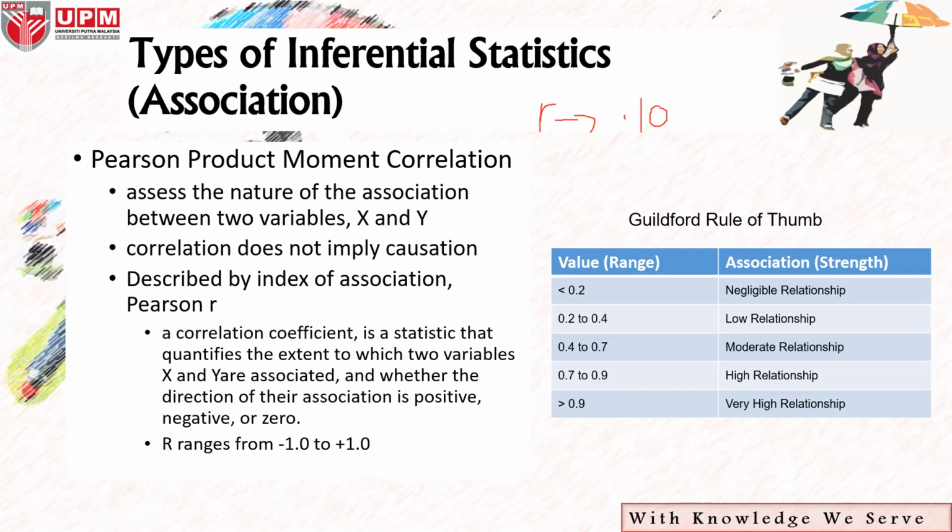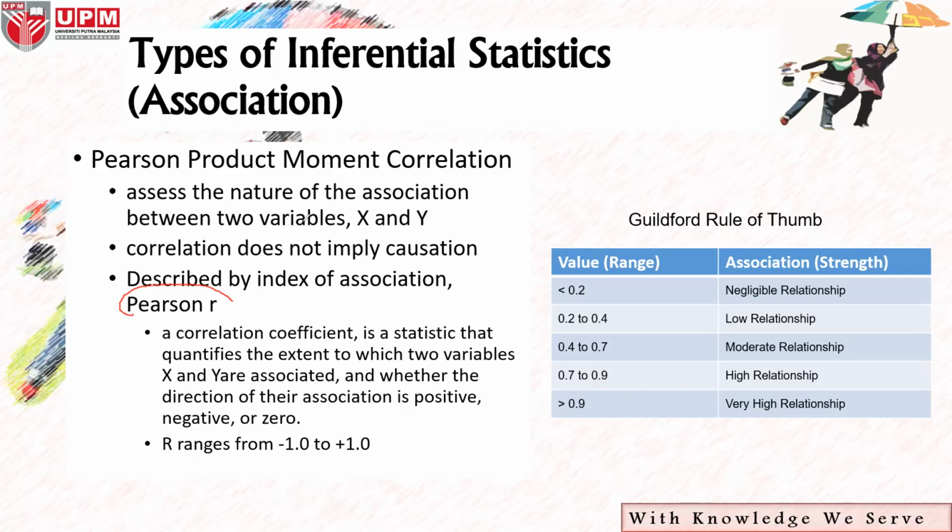Okay. So we describe the association ni through the Pearson R or Pearson correlation coefficient. Ni nama dia perkali korelasi R. To interpret the association ni, we describe by the index. The name of the index is Pearson R or Pearson correlation coefficient, perkali korelasi Pearson.